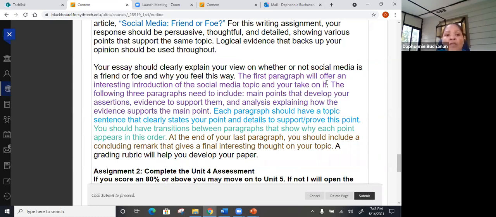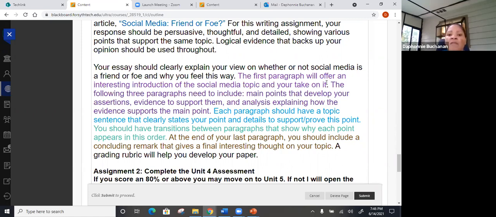And then it says the following 3 paragraphs should have main points, which are going to be your 3 reasons. And then you're going to develop assertions and evidence to support them. Those are your supporting details under your 3 reasons. And then you have the analysis explaining how the evidence supports the main point. Each paragraph should have a topic sentence that clearly states your point and details to support or prove the point. And you should have transitions between paragraphs that show why each point appears in this order. So just think carefully about it as you're putting it together.